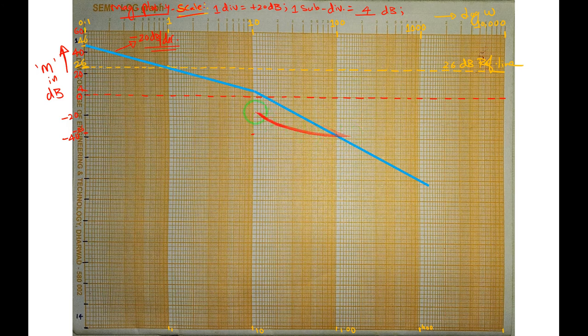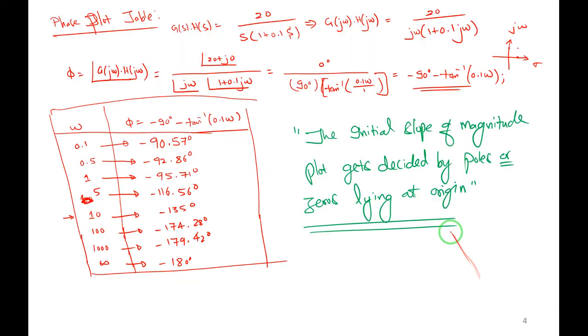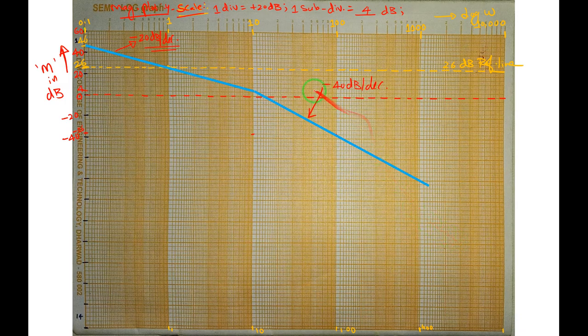I hope you understood. See here, next this is minus 20. Next this slope is how much? Minus 40 dB per decade. So what is that statement I have read? Observe here. It is a straight line of slope minus 40 dB per decade after omega c1 equal to 10 radians per second till infinity. So this is the straight line. It starts here. It's a straight line of slope minus 40 dB per decade after 10 radians per second.